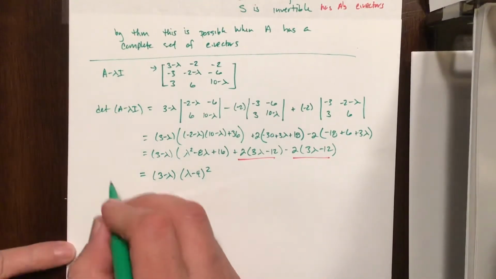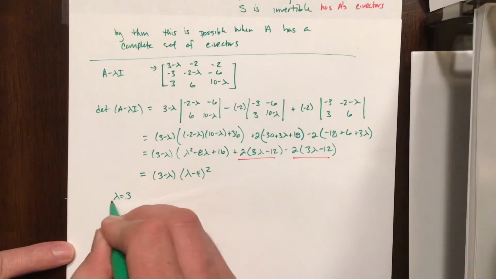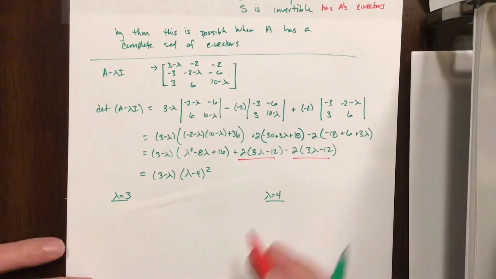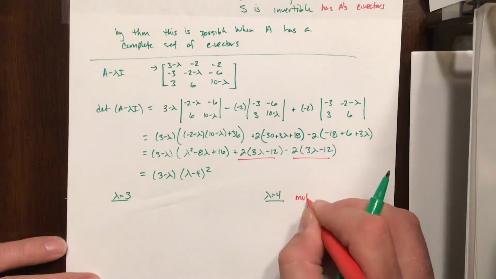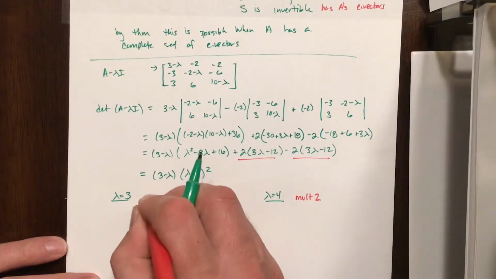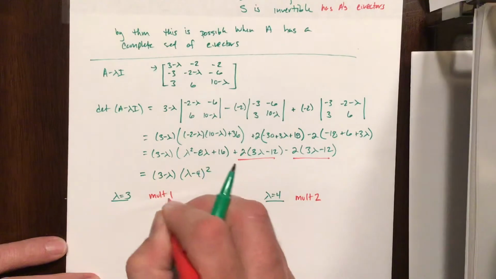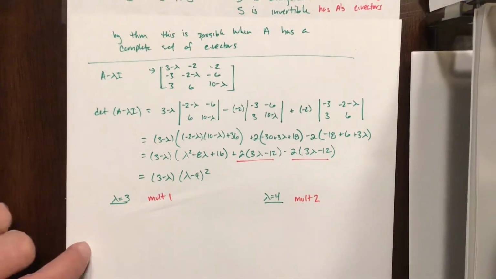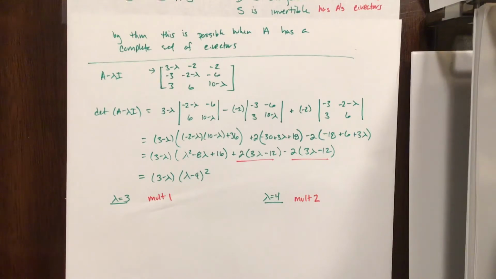And there's 2 roots. It's lambda equals 3 and lambda equals 4. Lambda equals 4 has multiplicity 2. Lambda equals 3 has multiplicity 1. So we know that there's going to be an eigenvector that comes from this. We don't know what it is just yet, but we know that there's going to be one.